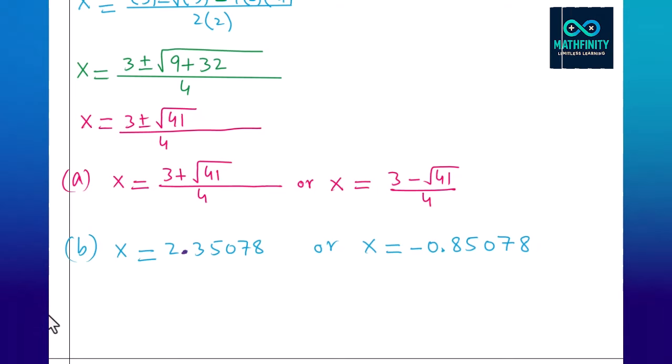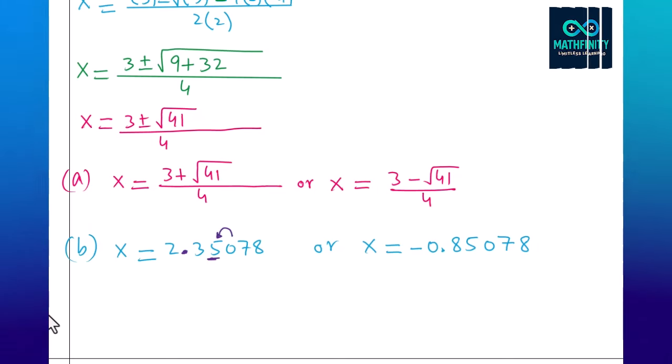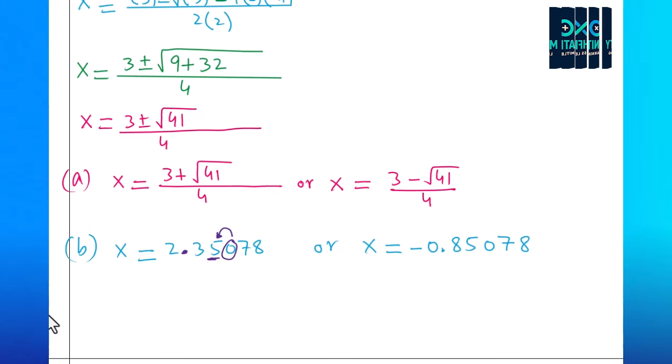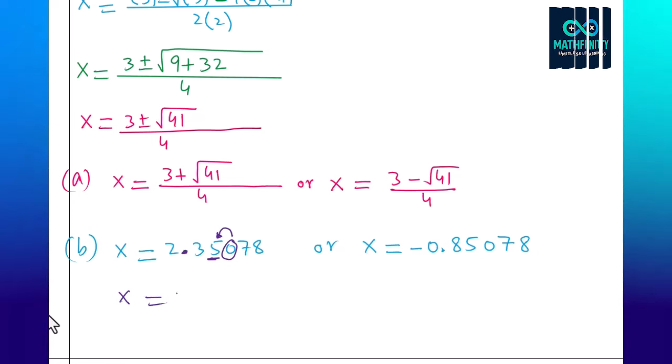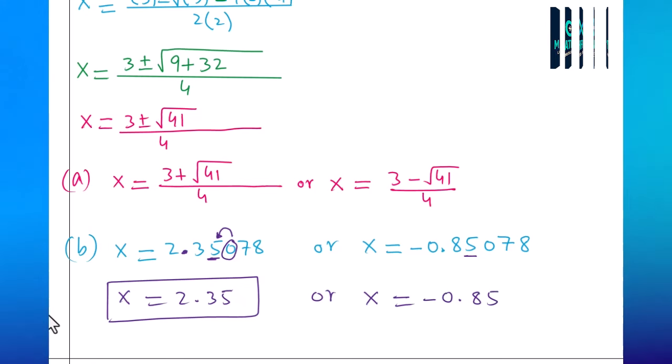That means after the point, the second digit. You have to check the digit after the second digit after the point. So in this case, we will not round up, because here is 0, so we will not add. So the final answer is x is equal to 2.35, or x is equal to, in this case also we will not add, -0.85.